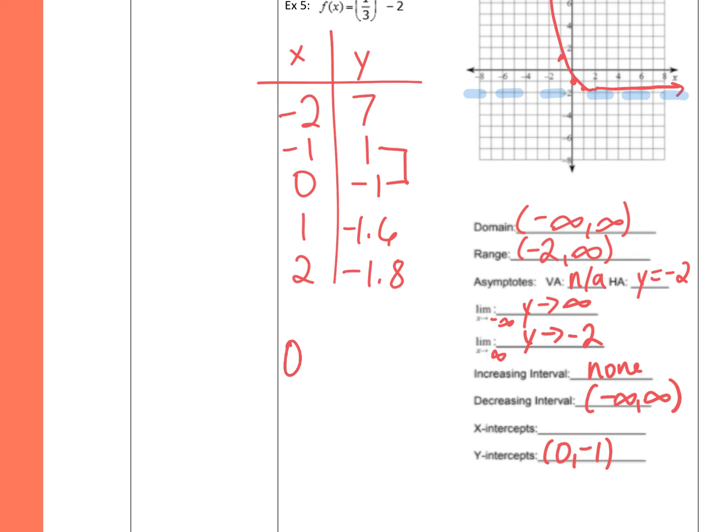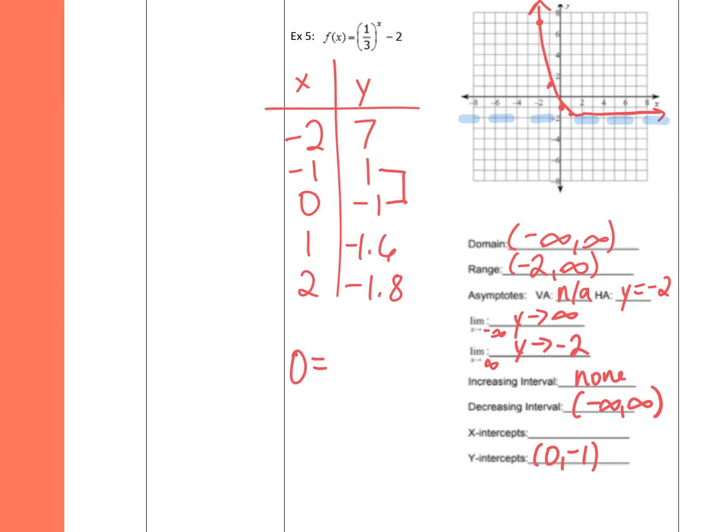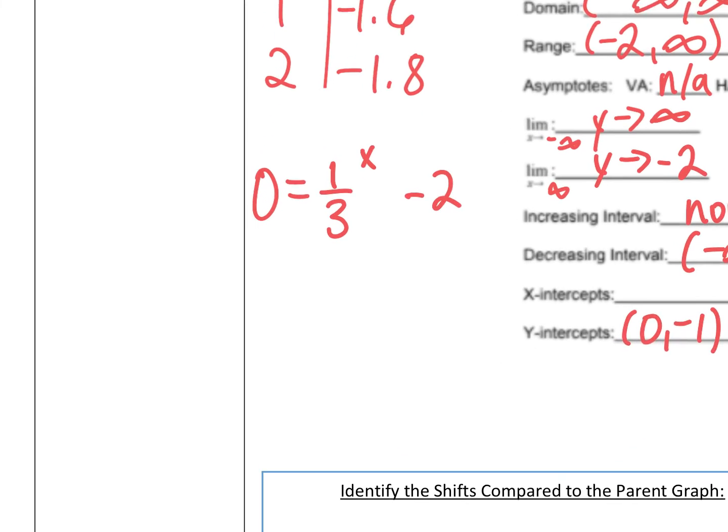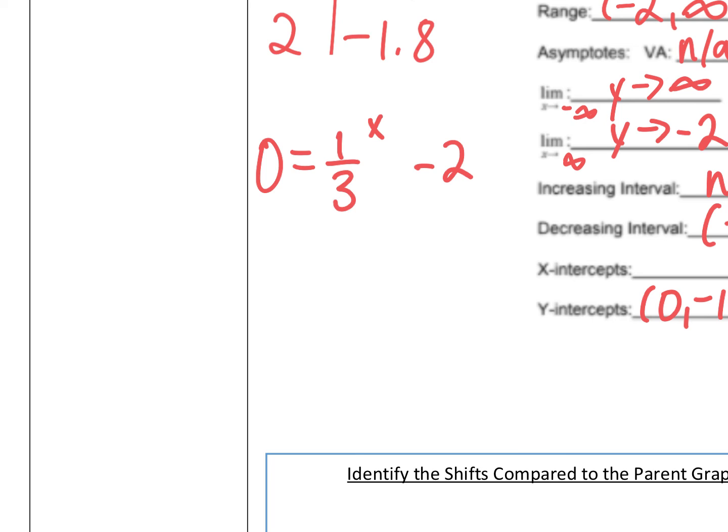Good. I'm going to show you how easy this is. So we got 0 equals 1/3 to the x power minus 2. Okay, this is what we did a couple class periods ago. We need to get the exponent and its base on one side by itself. Everything else needs to be on the opposite side. Add the 2 over, good. So now 2 equals the base with its exponent. I'm golden.